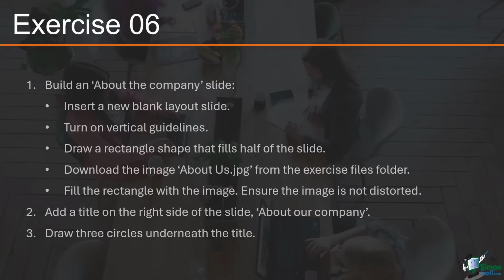And it's very important to ensure that the image is not distorted. So think about the technique that we used in order to safeguard against that. Once we have the image inside the shape, I'd like you to add a title on the right side of the slide that says About Our Company. And then underneath that title, I'd like you to draw 3 circles.